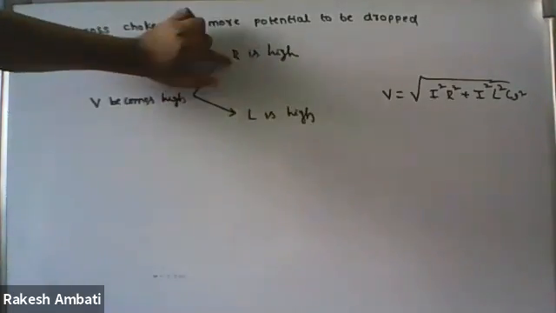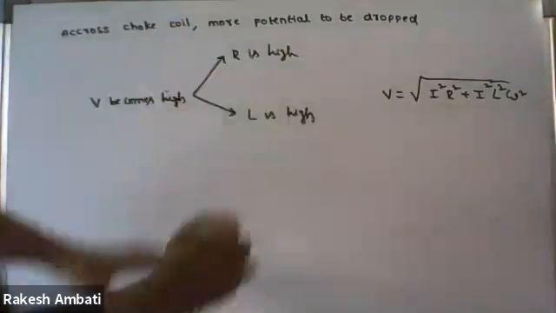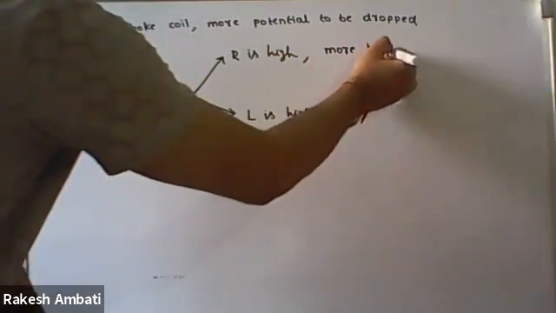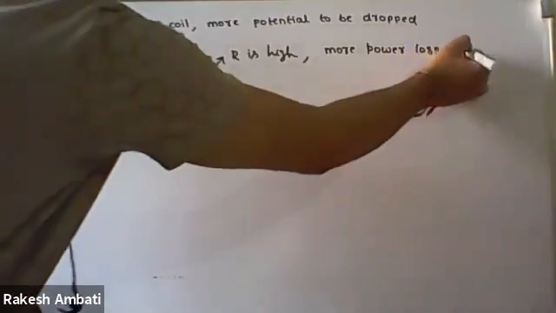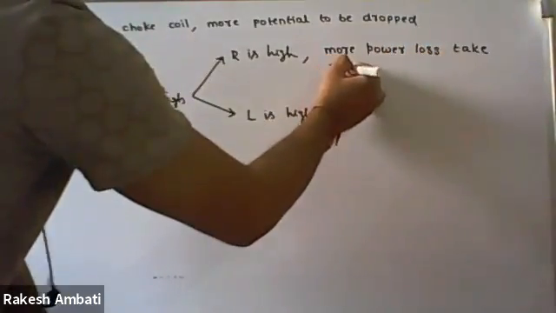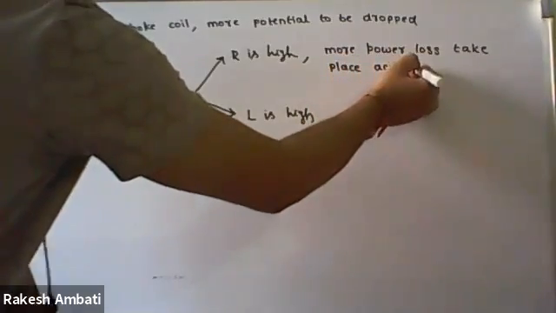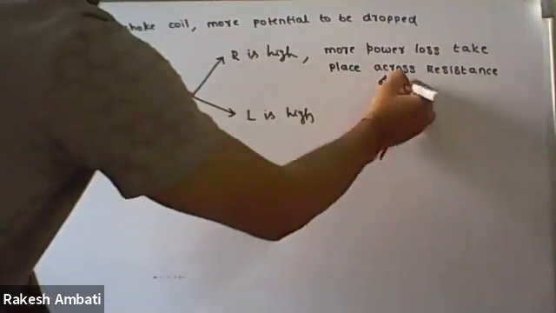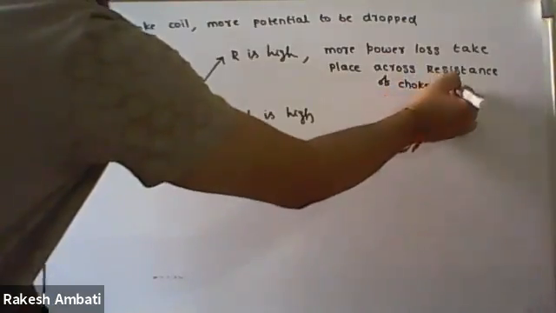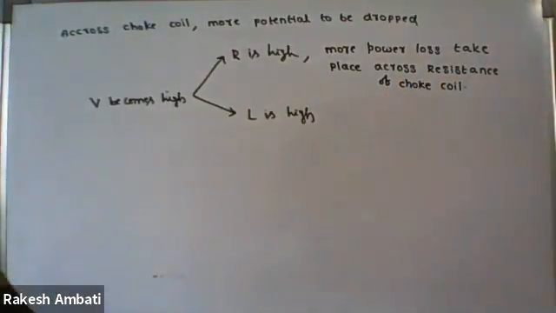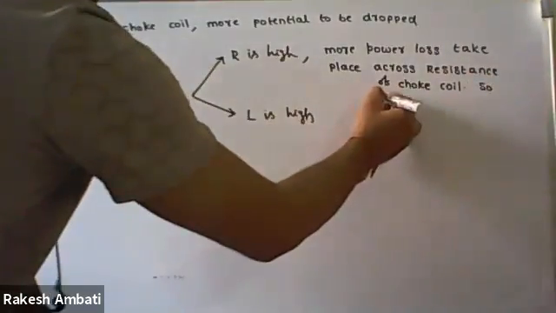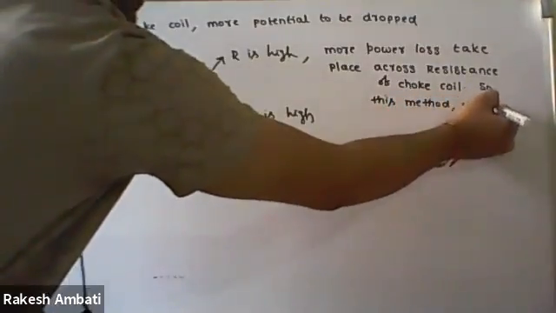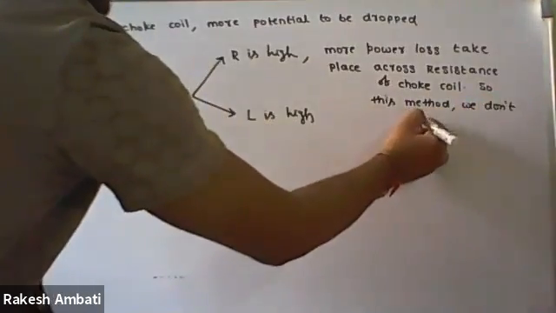But by taking high resistance, what is the disadvantage? If resistance is high, more power loss takes place across the resistance of the choke coil. So this method we don't follow.